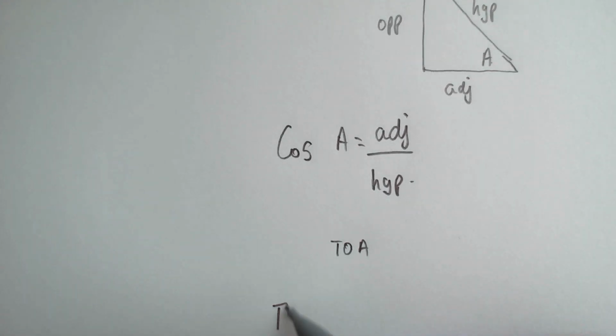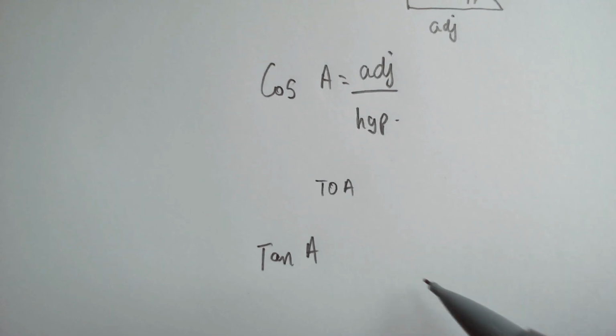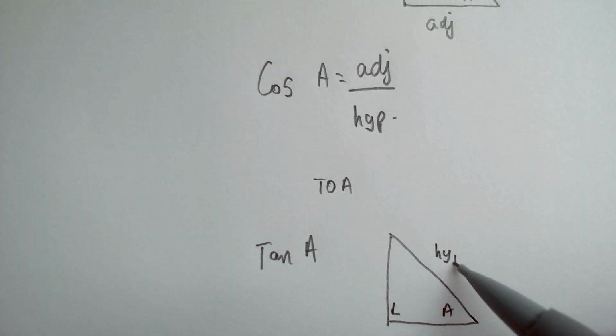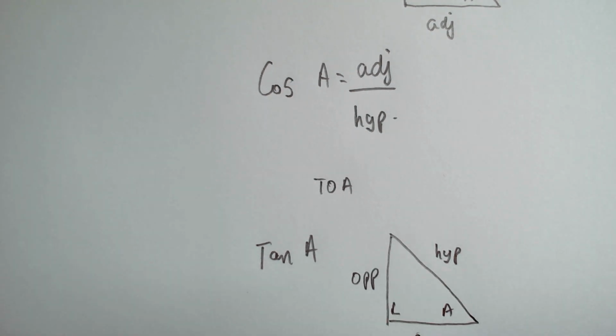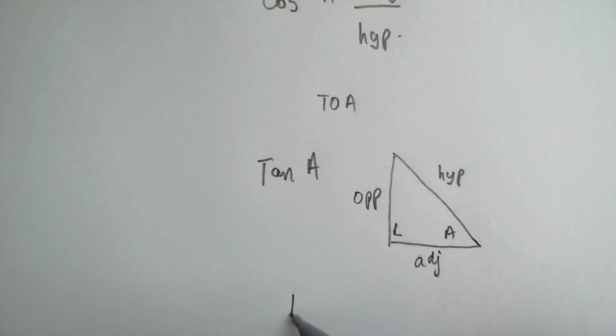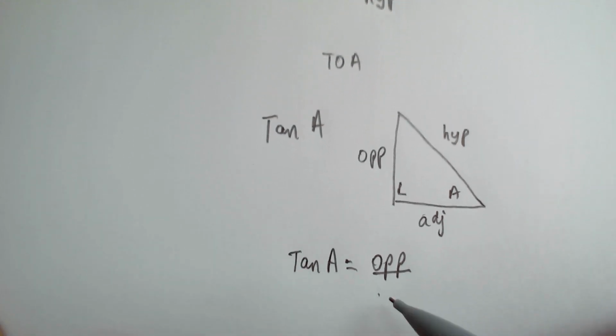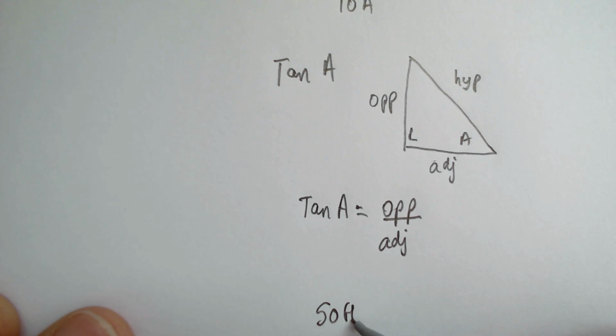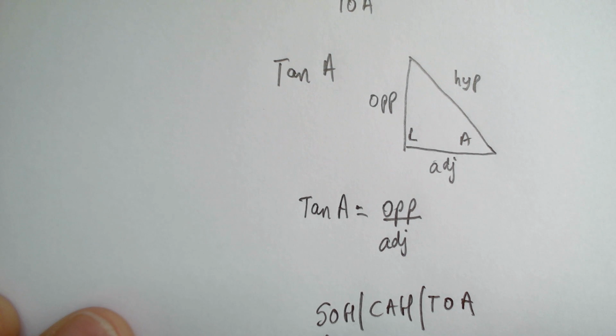And then the last piece of our rap is the TOA, and the T is for tan. So again, our triangle, our right angle, we have our hypotenuse across from the right angle, and then the opposite side and adjacent side. And then the tan of A is the O for opposite, and the A is for adjacent. So the tan of A is the opposite over adjacent. So that's sine, cos, and tan, and how we're going to remember it is SOHCAHTOA. S for sine, C for cos, and T for tan.